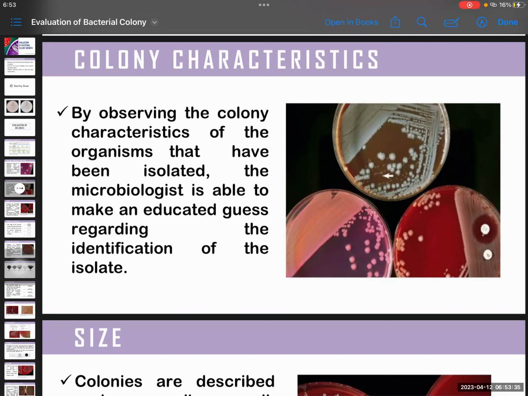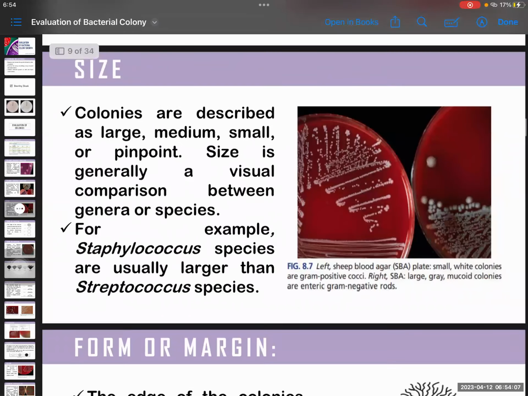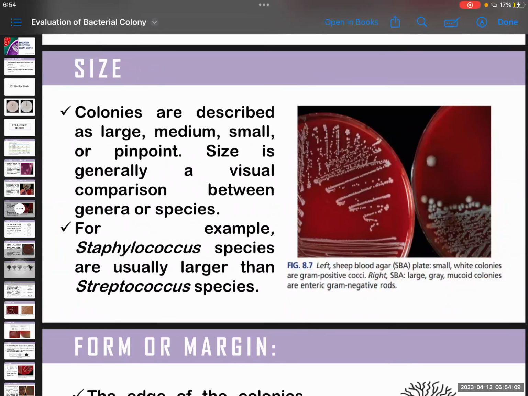And by observing the colony characteristics, the microbiologist is able to make an educated guess regarding the identification of the isolate. Diba? Just like us human beings, there are certain characteristics that are unique to only us, and that is also applicable to organisms. Therefore, when we characterize or describe their growth, that helps us go nearer and nearer towards the identity of the organism. So one important consideration in the evaluation of colony is the size.